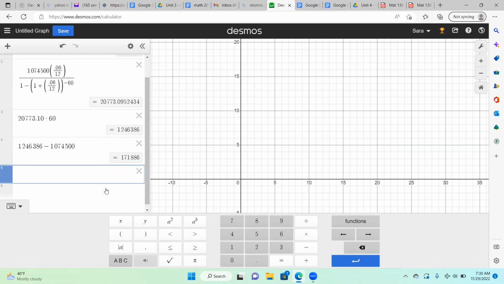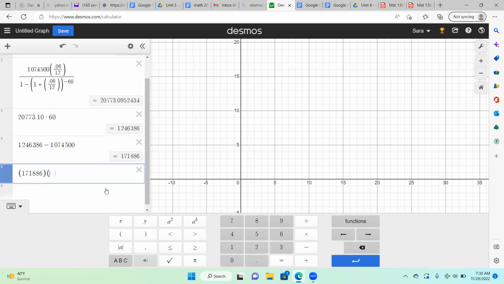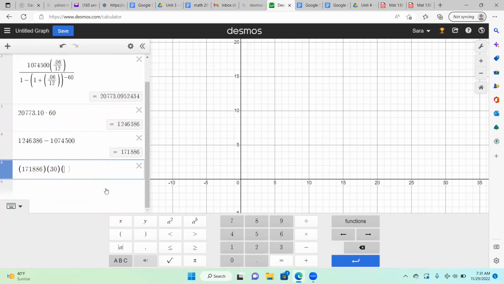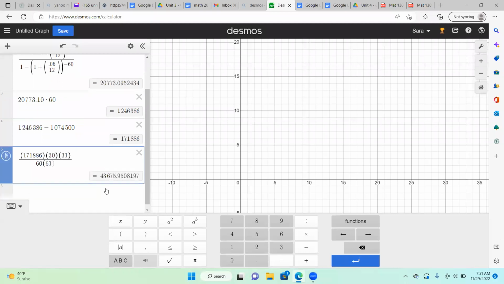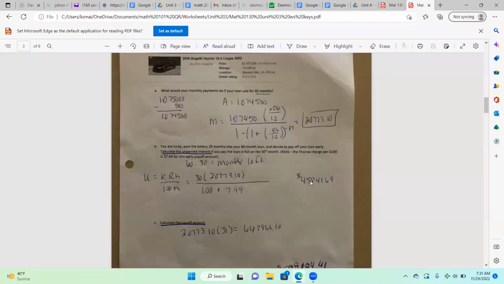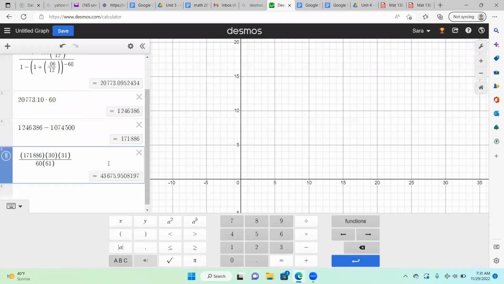So our unearned interest formula is the amount of interest times the remaining payments times the remaining payments plus 1, all over the original number of payments times the original number of payments plus 1. So our unearned interest should be $43,675.95. And it's just slightly different because this is a different way that we used to do for unearned interest. So this is really how much you would have saved, 43,675 and 95 cents.